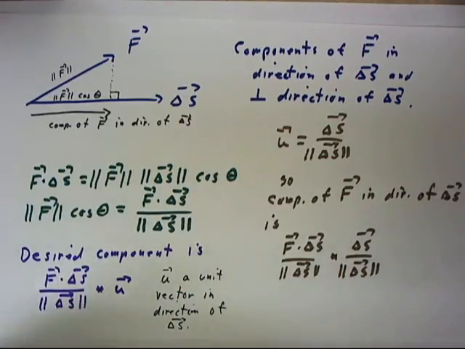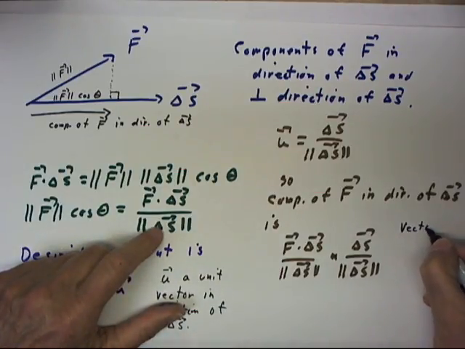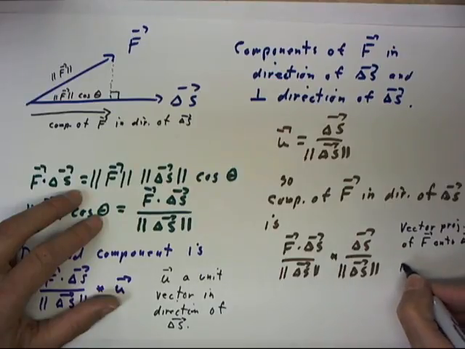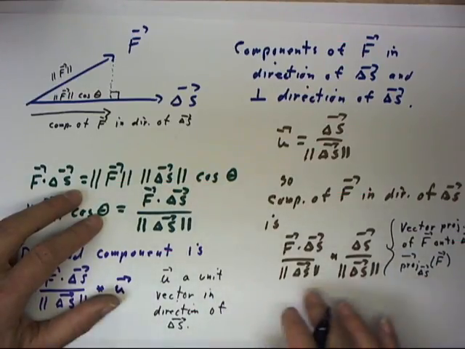Let me write that in ink here. This is the vector projection of F onto delta s. And we write that as proj, for projection, sub delta s of F. Projection onto delta s of F. That's what this vector tells us.